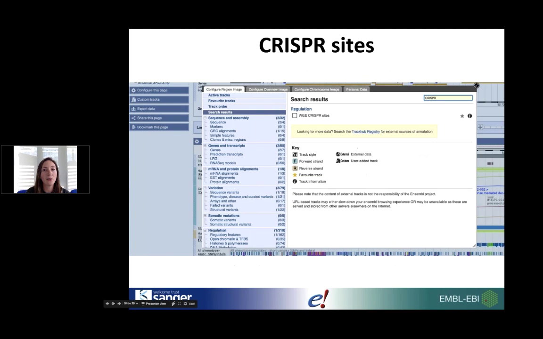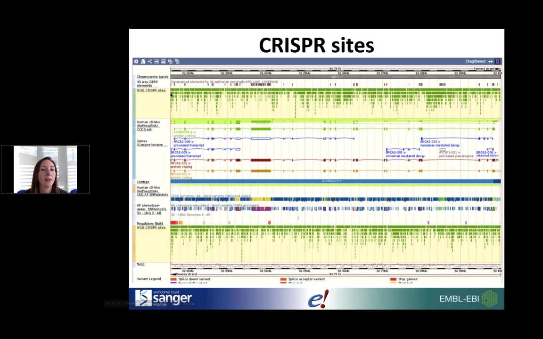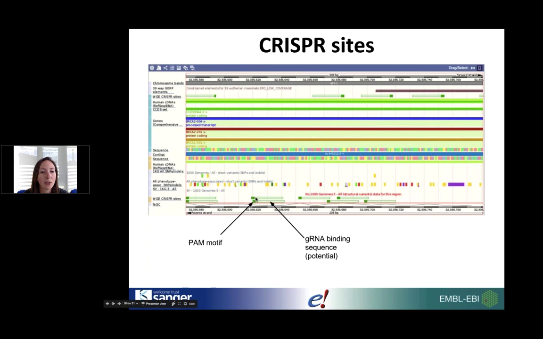So if you want to see what that looks like in Ensembl, again, I've just gone to configure this page on the region in detail, and if you just search CRISPR in this search box up here, then you can turn on these CRISPR sites. So what does that look like? You can see here highlighted, we've got all of these green tick marks, and if you zoom in a lot more, you'll see that these tick marks are actually the CRISPR sites themselves. So in dark green, we've got the PAM motif, and then the empty box, we've got the gRNA binding sequence, or potential gRNA binding sequences. So hopefully you guys will be finding that useful.